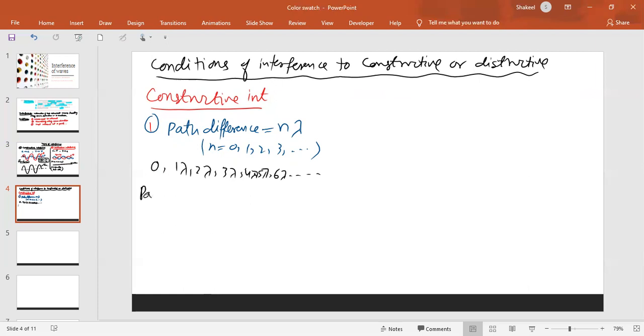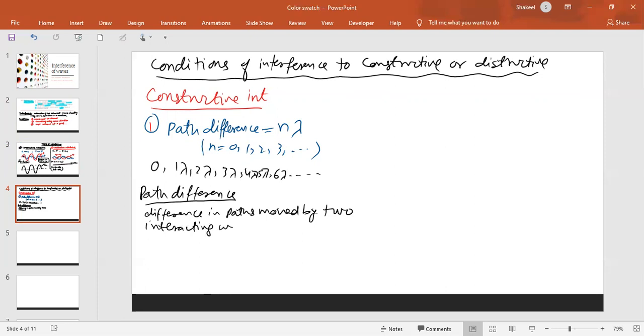What is path difference? Let me quickly tell you about path difference. Path difference is actually the difference in the paths moved by two interacting waves between their source and the interacting point.